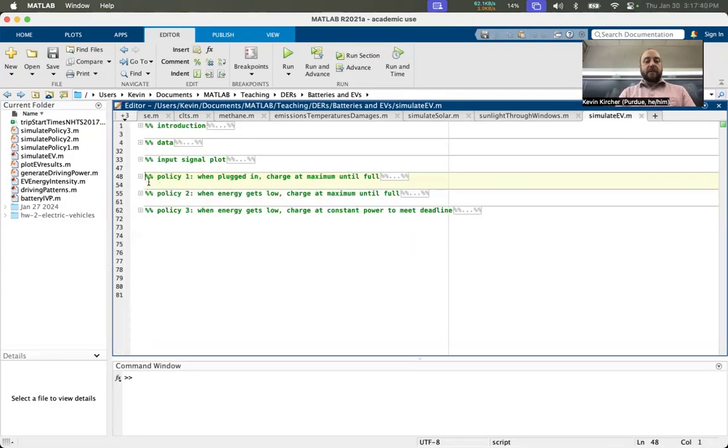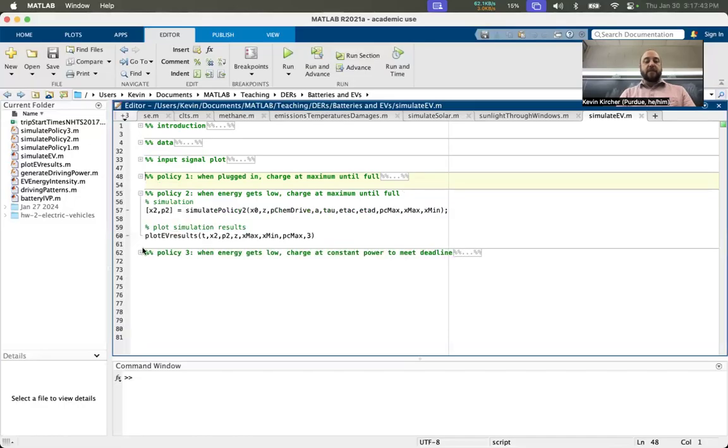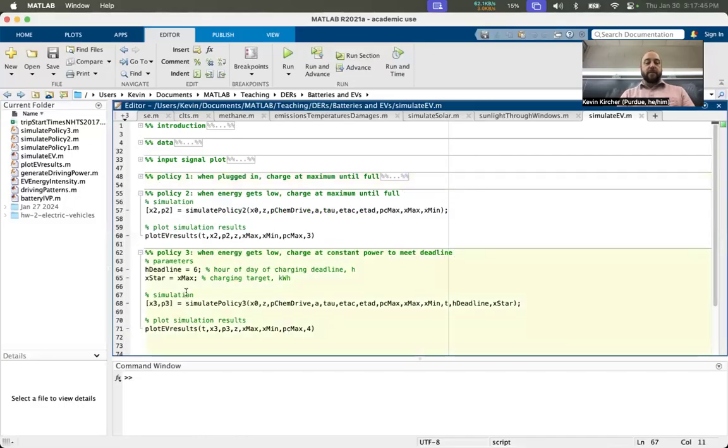All right, and then similar thing, basically for policy 2 and policy 3, these code chunks look just like they do for policy 1. And then we define a couple of other parameters. So this is the deadline. How many hours ahead do we require the charge X star to be met? And here I'm just saying X star, the desired charge at the end of the period, is just equal to the max. So we're saying we want 100% charge after 6 hours.